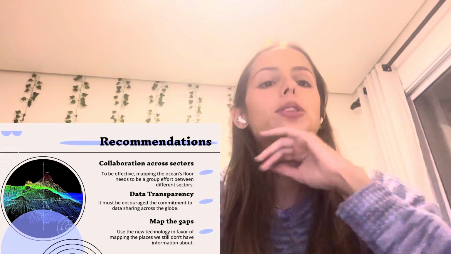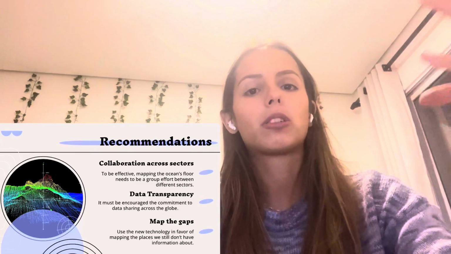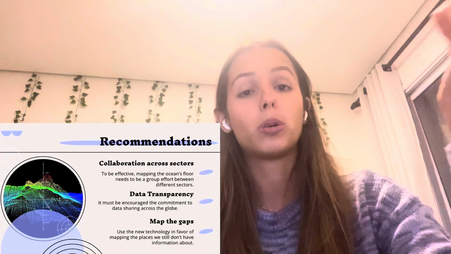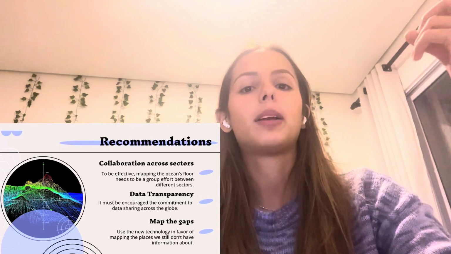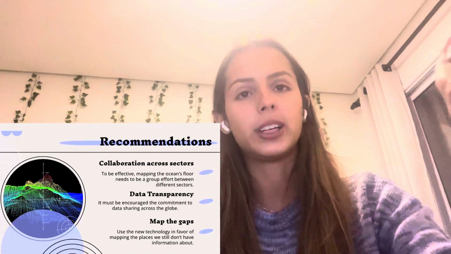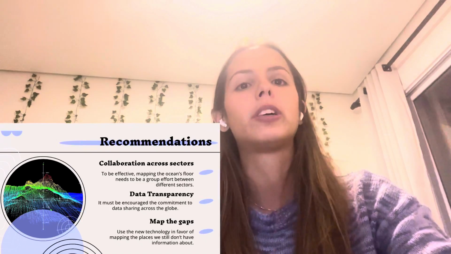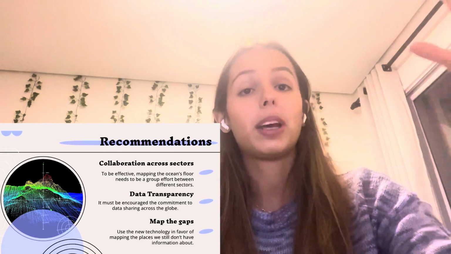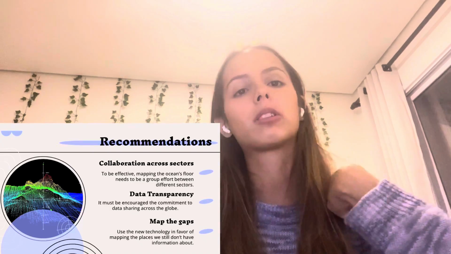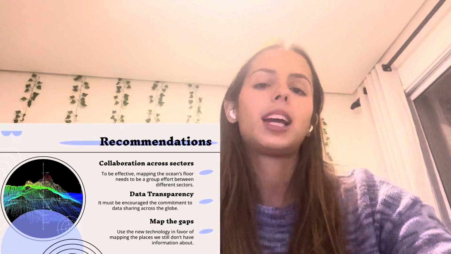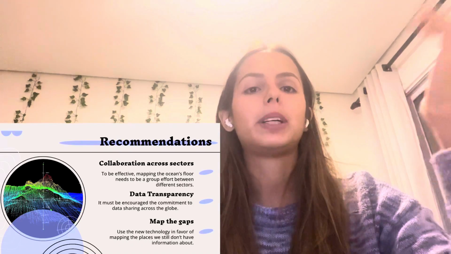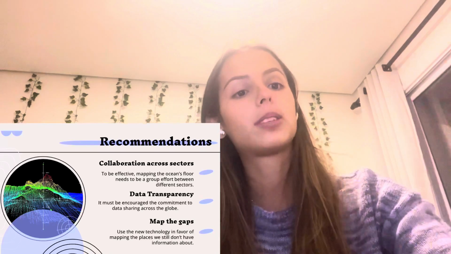So now to sum it up a little bit, talking about some recommendations that the authors proposed in the article. There is a need of collaboration across sectors. It is obvious that mapping the world ocean floor is not a task that can be done by one institution or one government or one global organization like the United Nations. It has to be a group effort. The next big thing is data transparency, to encourage the commitment to share data across the globe. And the next big thing is to map the gaps, to fill in with new technology and map the places that we still don't have enough information about.